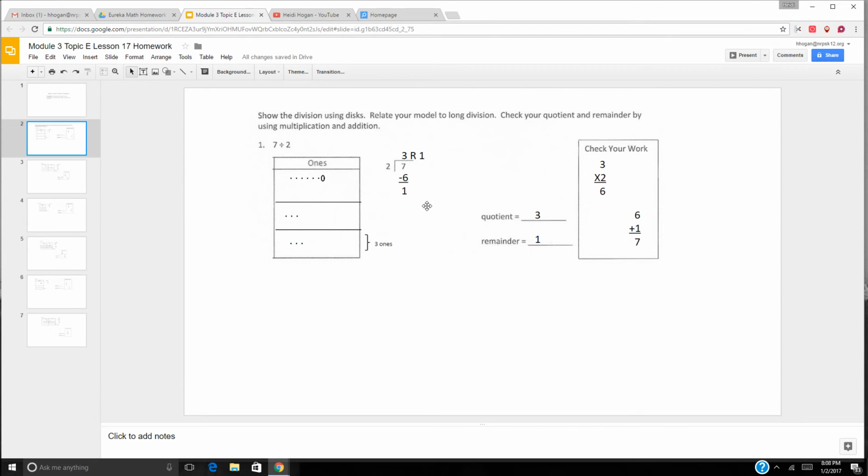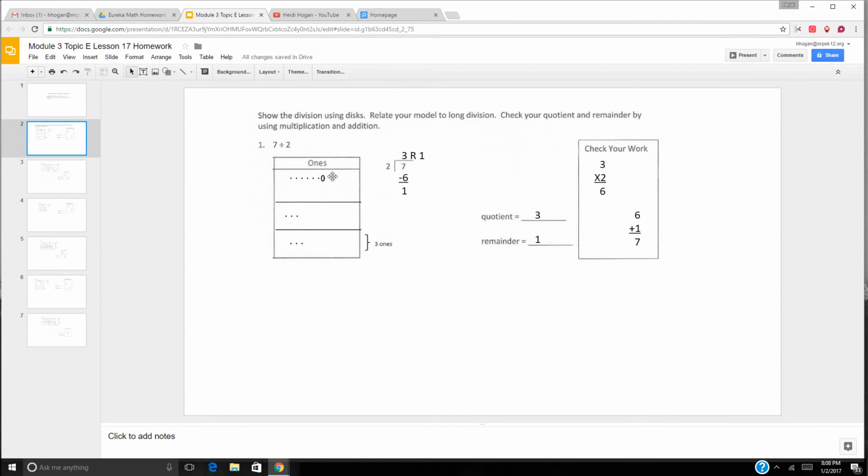So let's get started. We're going to show using discs, right? And we're going to use long division. And we're going to check our quotient and remainder by multiplication and addition. So it's the same old. And they do start us off with just a single digit, and then obviously they're going to switch us up to a more difficult one.